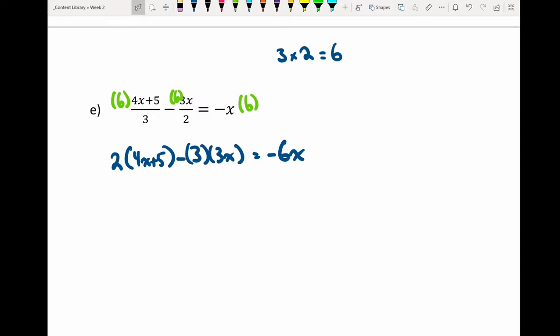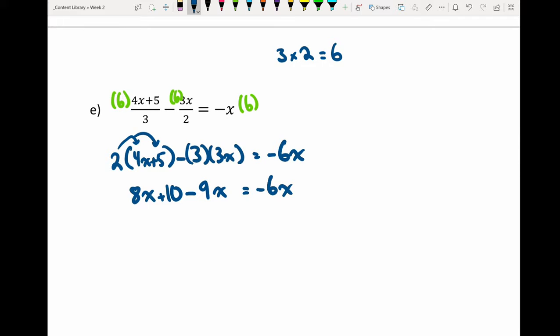Now I have some brackets to take care of. So the 2, I'm going to distribute into the first set of brackets. So 2 times 4x is 8x plus 10. I'm going to take care of this multiplying as well, because it is a separate term, separated by that minus sign. So 3 times 3x is 9, but I'm subtracting it, so minus 9x equals negative 6x.